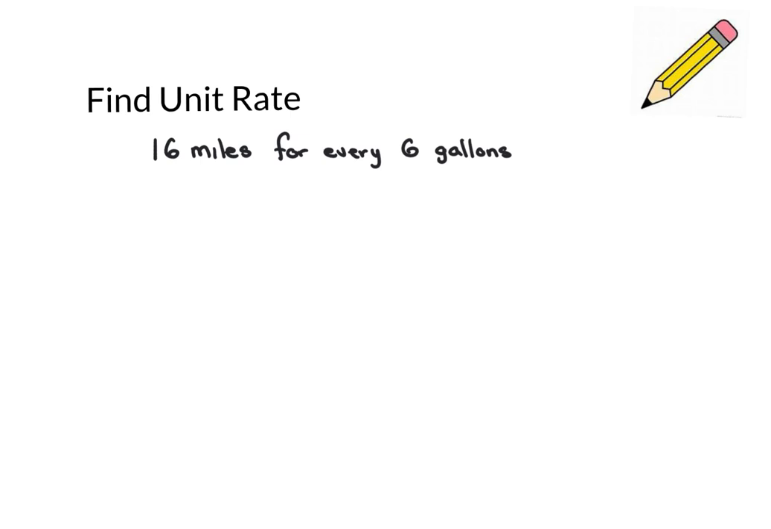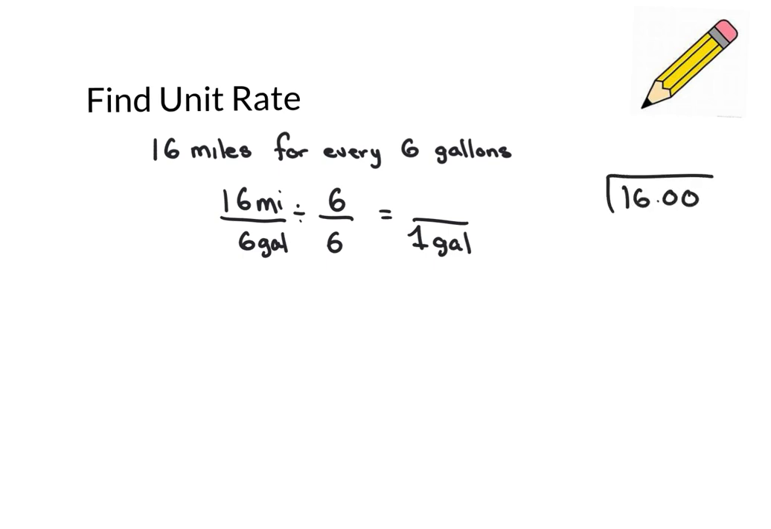Here's another one where we're finding unit rates, and in this scenario, our units are not represented as fractions. So for this one, let's set up our rate as 16 miles per 6 gallons. We know that ultimately we want to have a unit rate, which means per 1 gallon. So we would divide by 6 because 6 divided by 6 is 1. So we do the same to the top. 16 divided by 6. 6 goes into 16 twice.